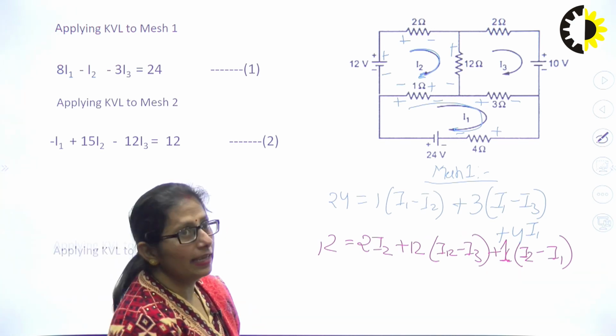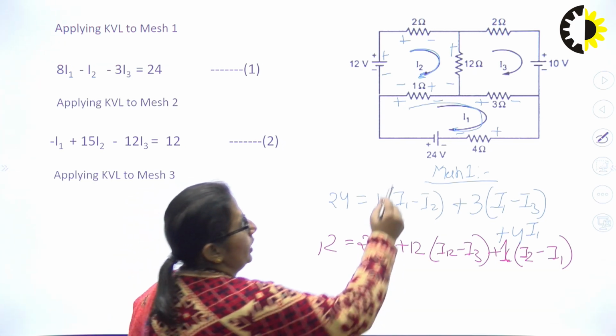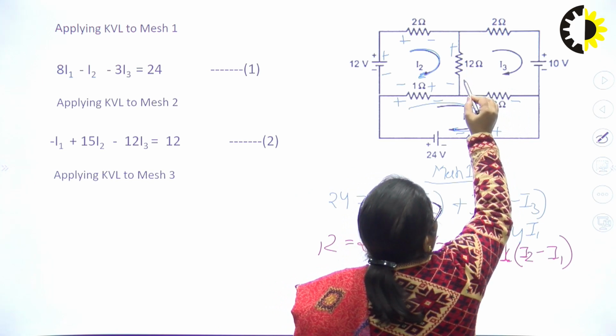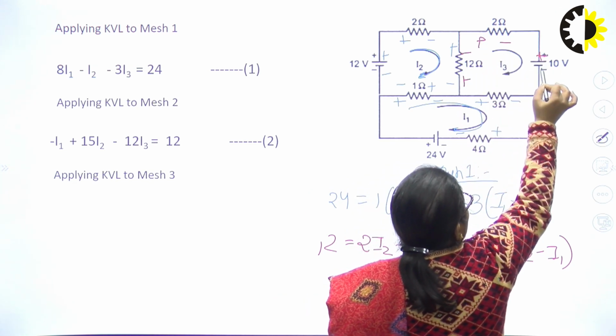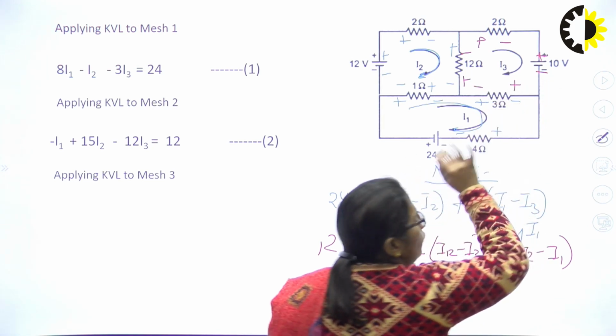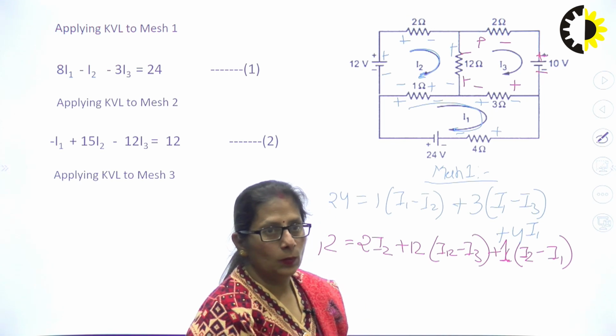Once again, applying KVL to mesh 3. What will be the equation? Mesh 3. This is positive, negative, positive, negative. That itself is positive, negative, positive, negative. All of these are drops, right? So, I can be taking it on the one side.